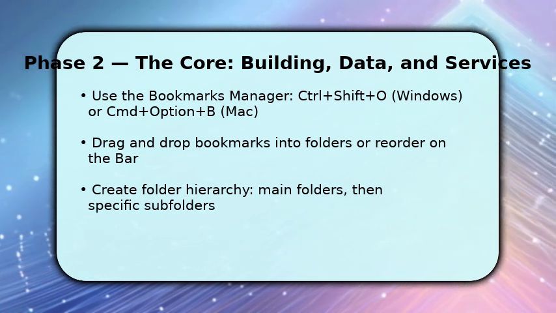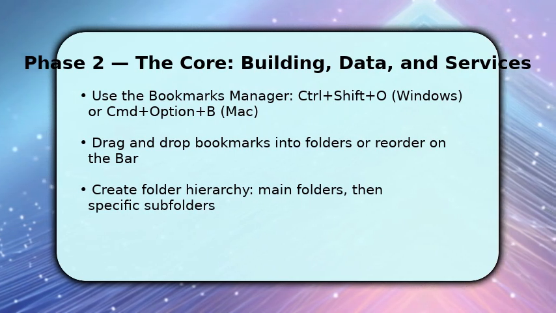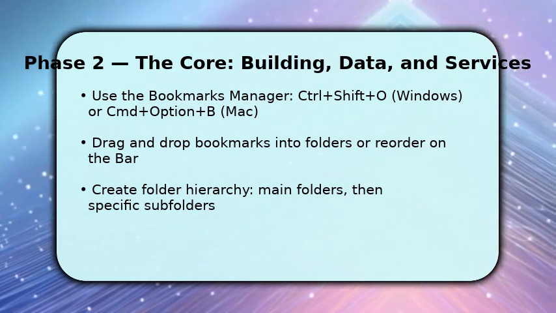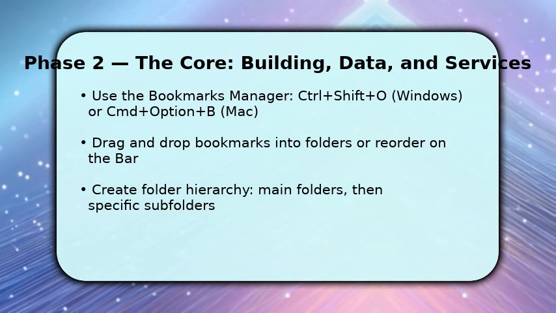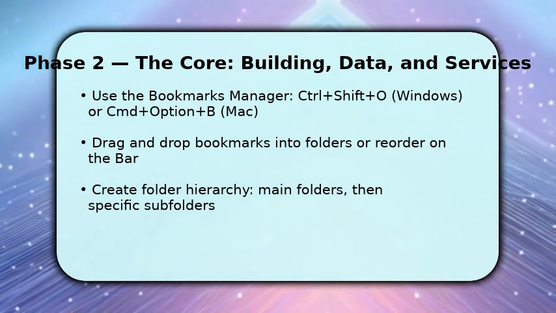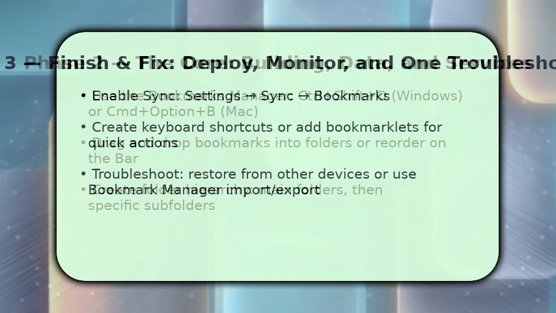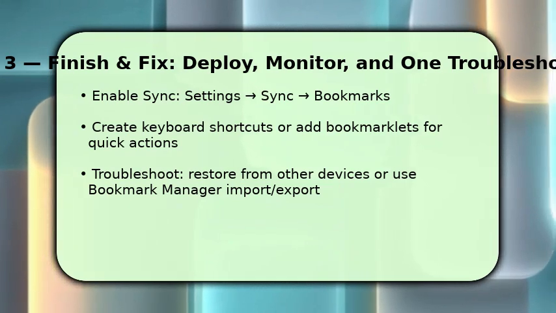Once done, enable or hide the bookmarks bar for quick access. Right-click and toggle visibility. Also create a logical folder hierarchy. Main categories, then subfolders for projects or topics. Doing this, finish by ensuring sync is on so bookmarks appear on every device. Go to Settings, select Sync, and enable bookmarks.